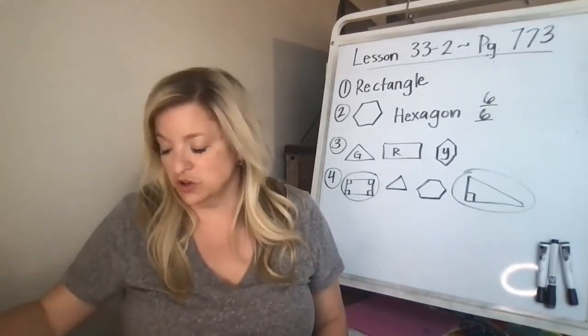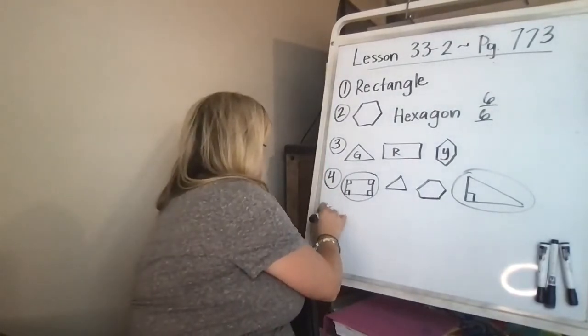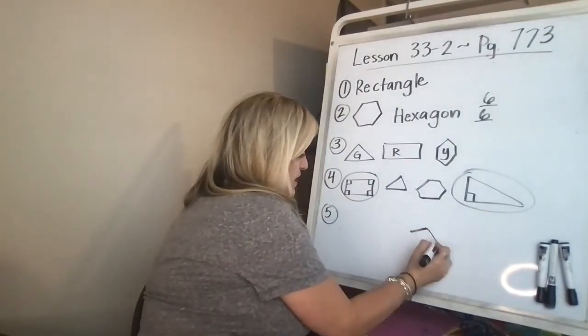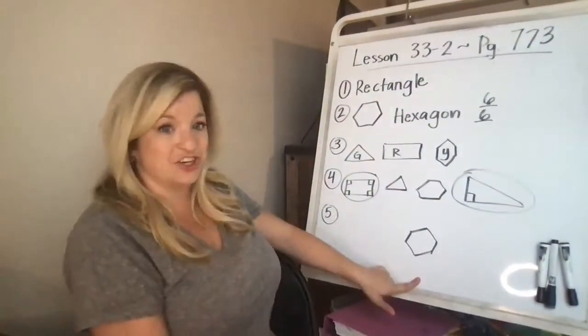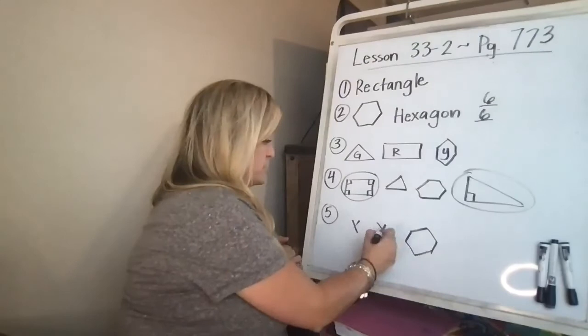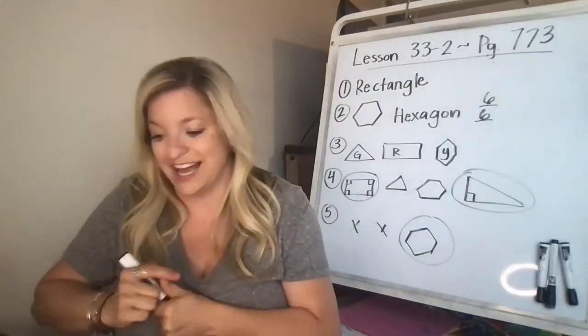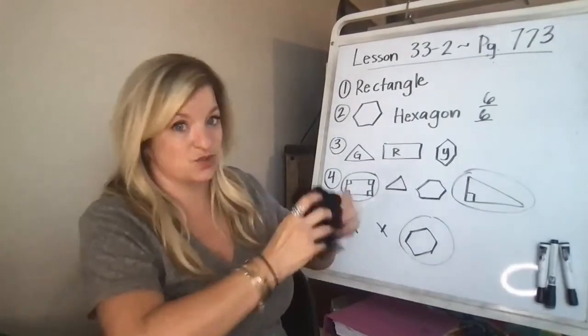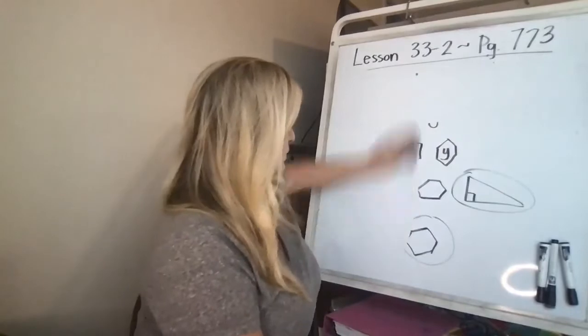Number 5, circle the shape that has 6 sides and 6 corners. Hopefully you can see that it's this guy down at the end. The very last shape, that's the 3rd shape. There's a shape here and a shape here, and it's this shape right there. That is the hexagon. It has 6 sides and 6 corners. Number 6.